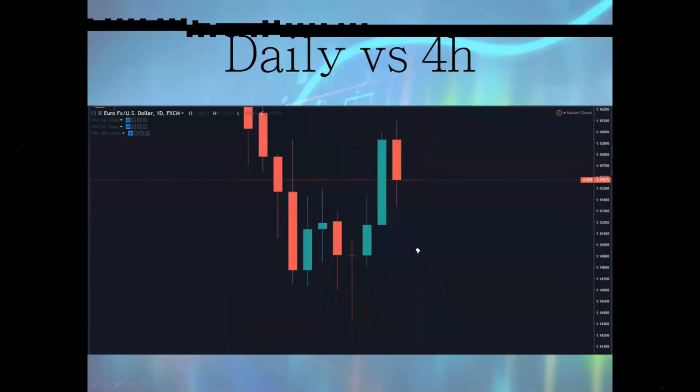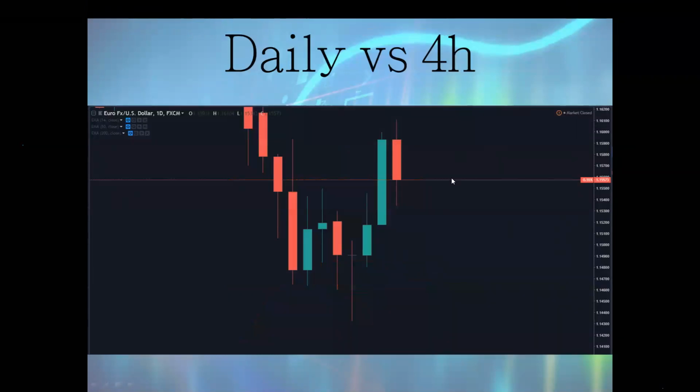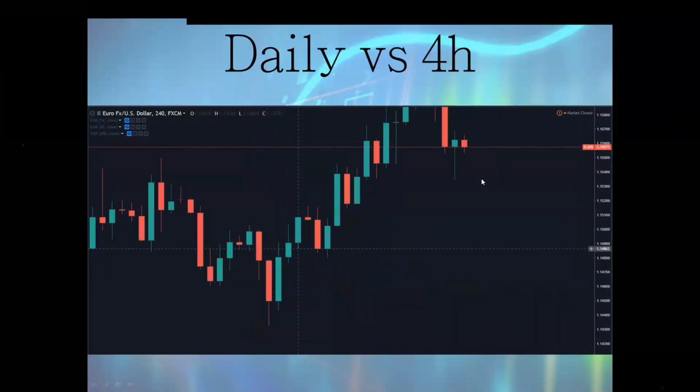And on smaller time frames, that's where you try to take your entries. So let's look at the 4 hour. This is the 4 hour right over here, right?